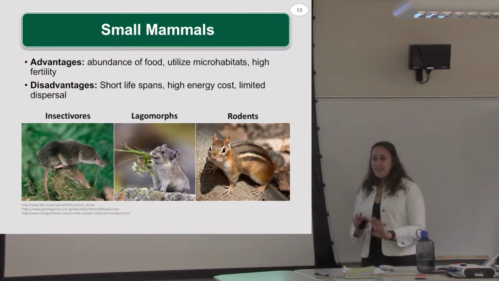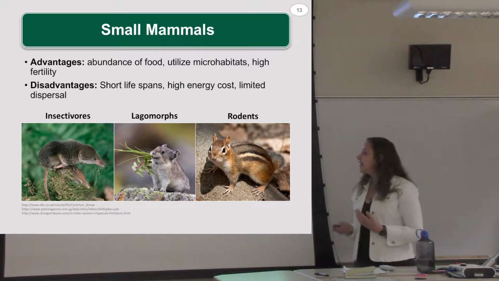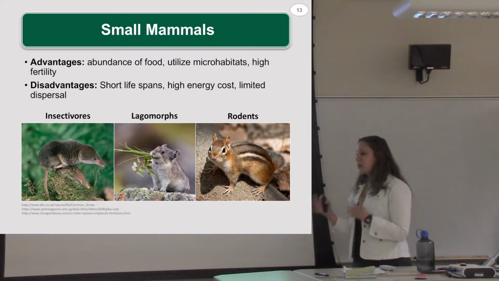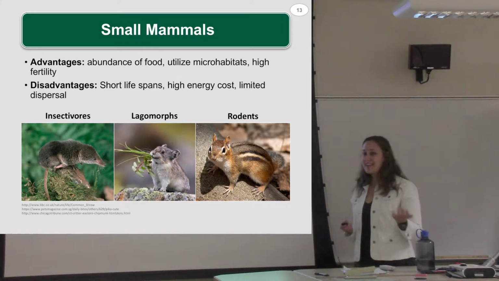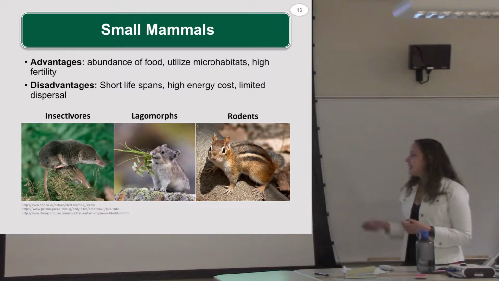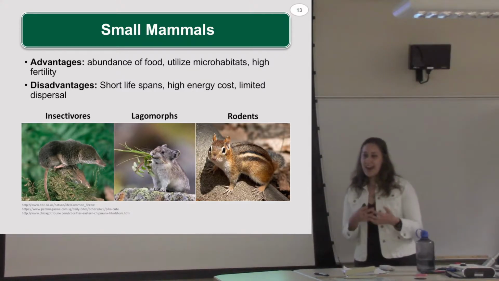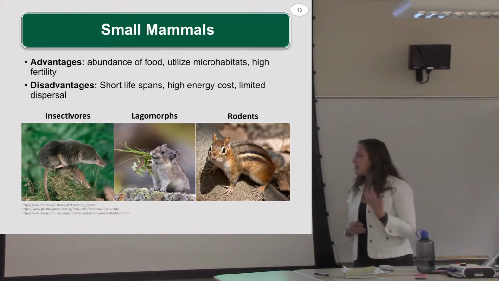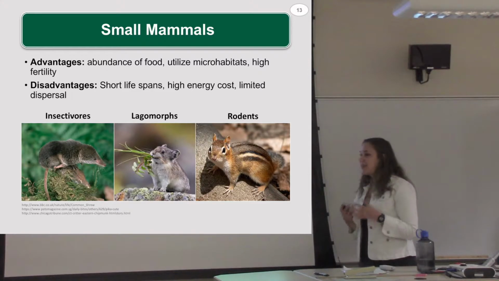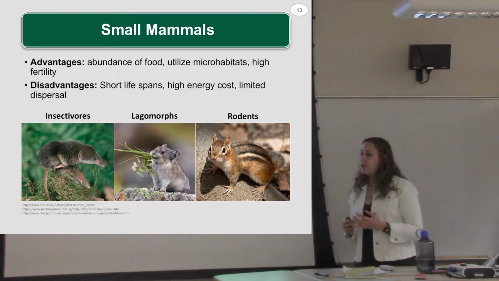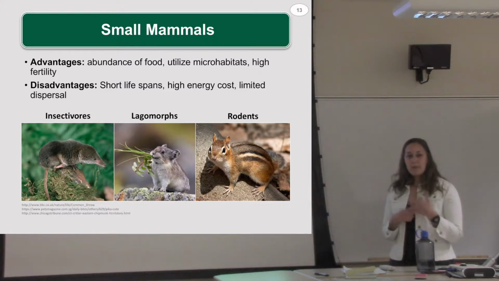Small mammals are generally considered to be less than 5 kilograms. Some advantages to being a small mammal are that they can eat an abundance of food, so there are many different foraging potentials. They can utilize many different microhabitats that their larger counterparts cannot, simply due to their smaller size. They can also escape, so their strategy is to hide rather than flee. And they have generally higher fertility. However, some disadvantages to being smaller are a shorter lifespan, a much higher energy cost due to a higher surface area to volume ratio, and limited mobility and limited dispersal.